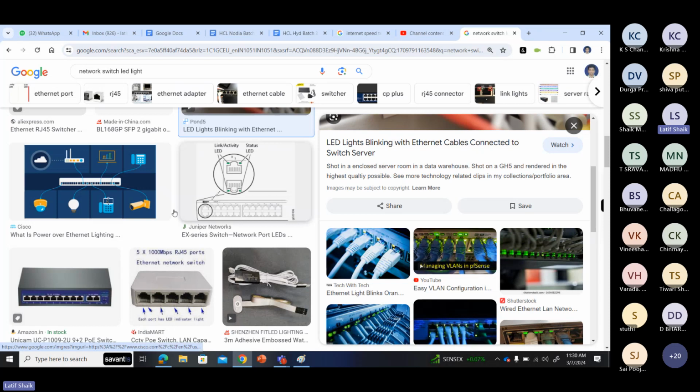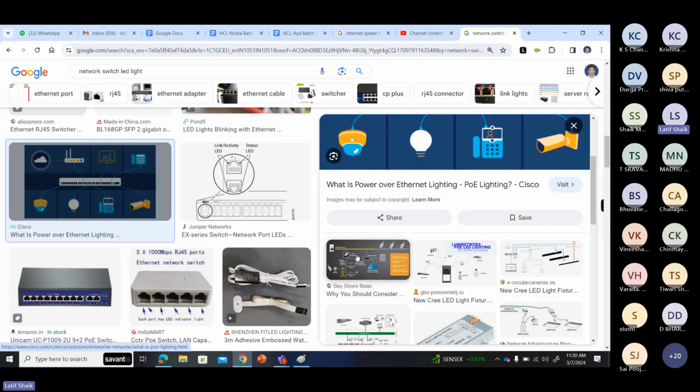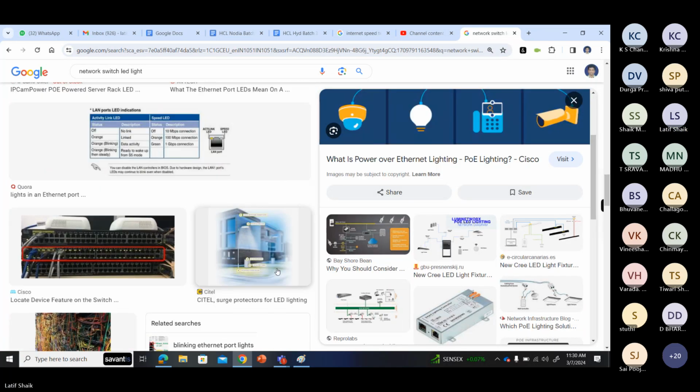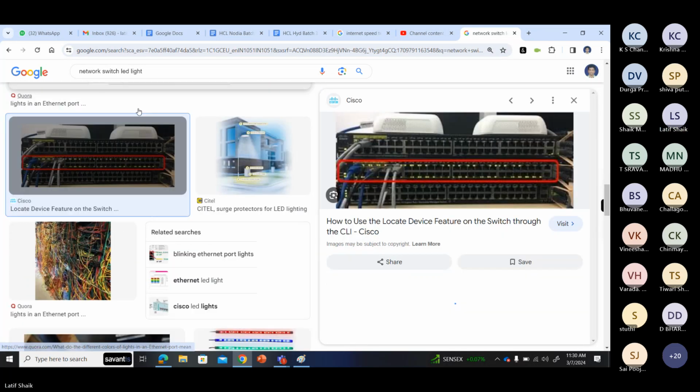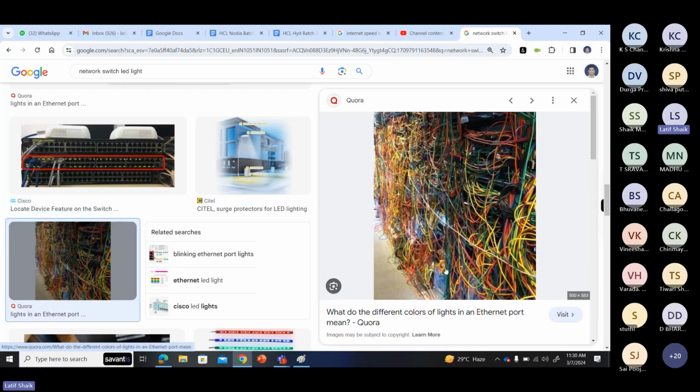See, this is a switch that is connected to the router. Now this is the overall Ethernet. There are different types of switches: home-based switches, manageable switches, non-manageable switches. In a data center, this is how cables look.